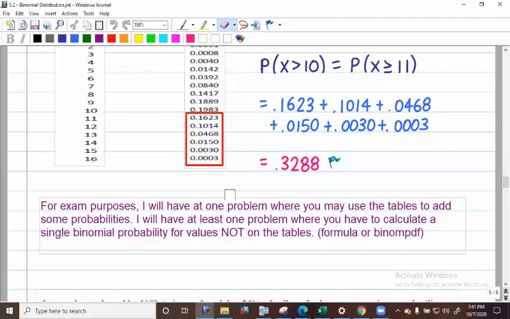Obviously I want you to use either the formula, but it sounds like everybody here is just using the binom PDF, which is perfectly fine. So I want to clarify that a bit, but obviously in the homework, if it's off the chart, you can use it.